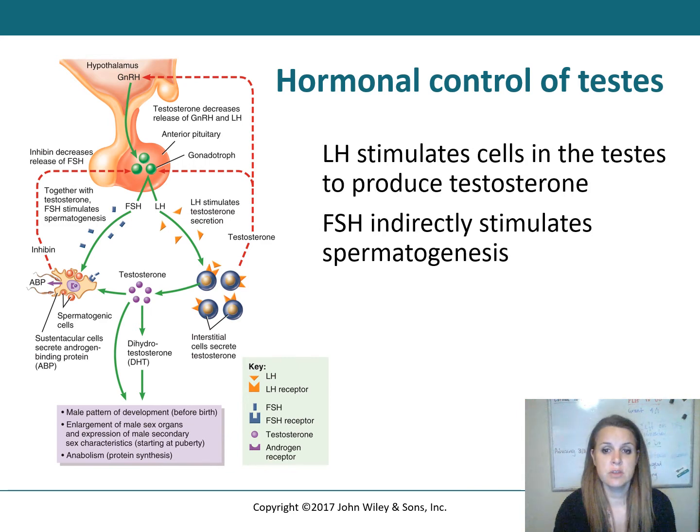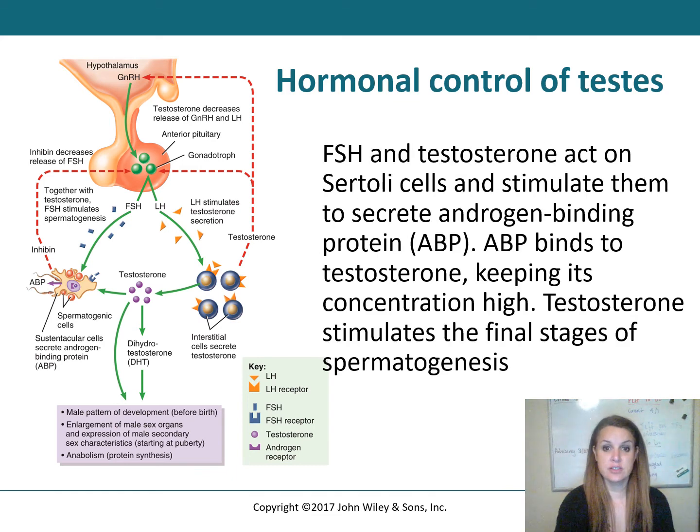Luteinizing hormone stimulates the Leydig cells or interstitial cells to secrete testosterone. On the other hand, FSH or follicle-stimulating hormone is going to indirectly stimulate spermatogenesis. It acts with testosterone on Sertoli cells to stimulate them to secrete androgen-binding protein. ABP is going to bind to testosterone, and it's going to keep its concentration high so that it can stimulate the final stages of spermatogenesis.